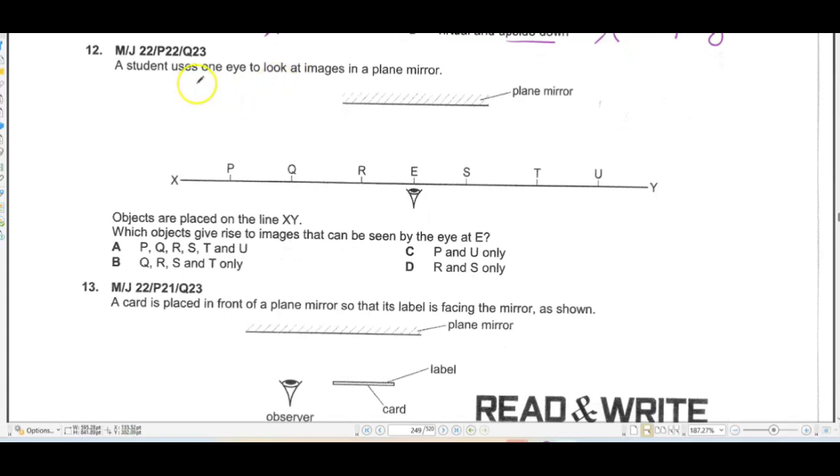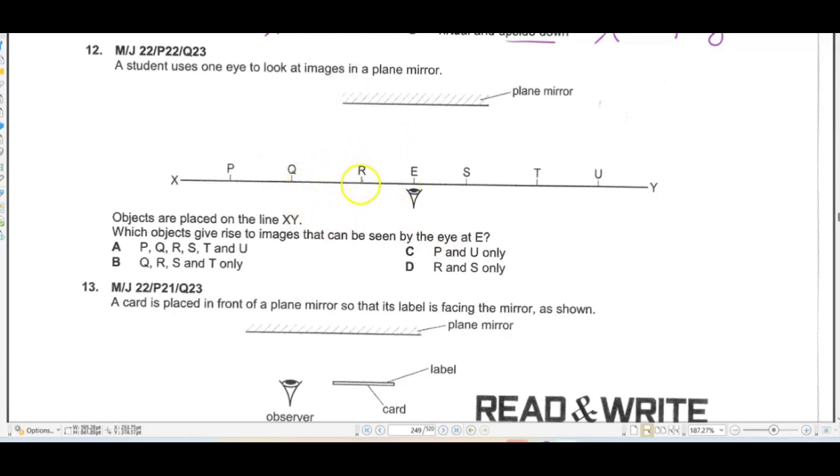Okay, a student chooses, question number 12. A student chooses one eye to look at the images in a plane mirror. Objects are placed on the line XY. Which objects give rise to images that can be seen by the eye at E? If you see that, these are all the points.